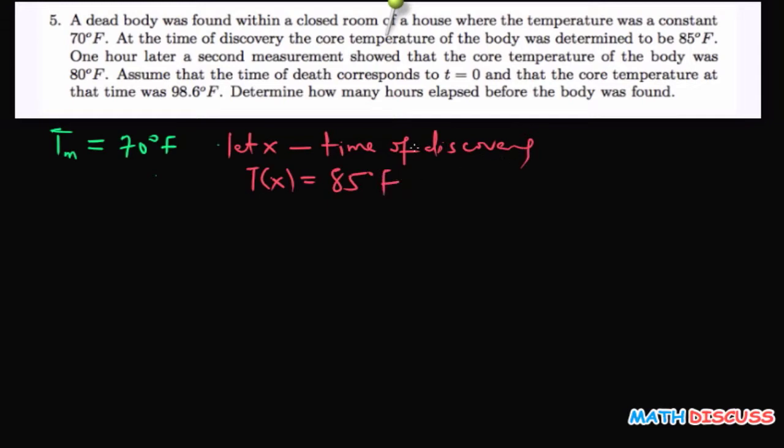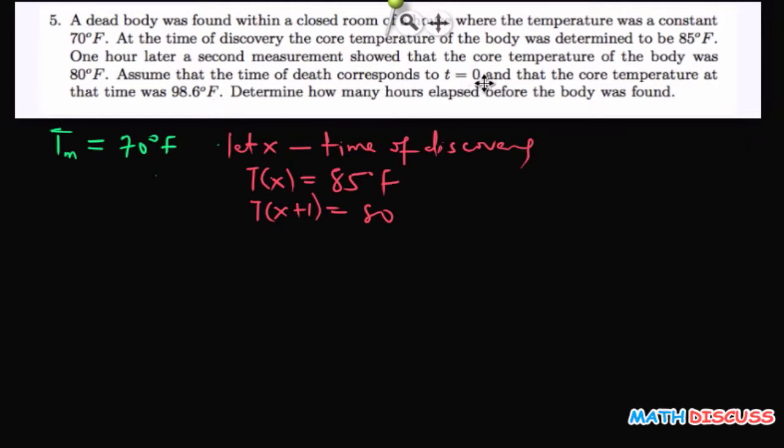Now, 1 hour later, a second measurement showed that the core temperature was 80 degrees Fahrenheit. The 1 hour later is with reference to the time of discovery. So that implies that at T of X plus 1, the new temperature of the body was found to be 80 degrees Fahrenheit. Now, we're given an assumption that the time of death corresponds to T equals 0, and that the core temperature at that time was 98.6 degrees Fahrenheit.